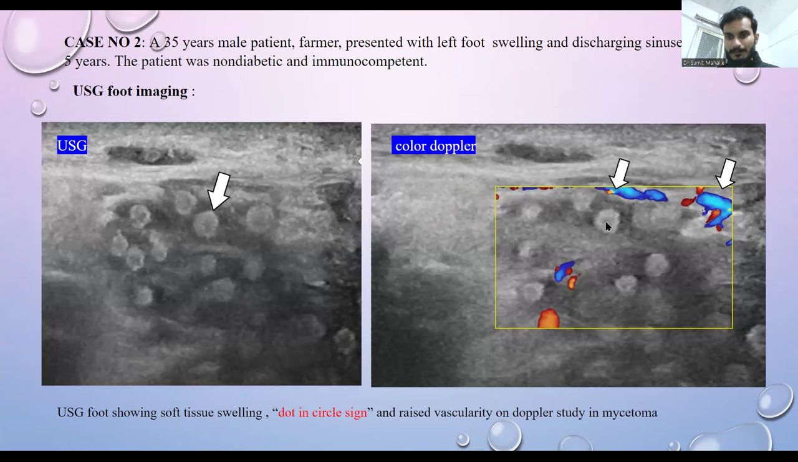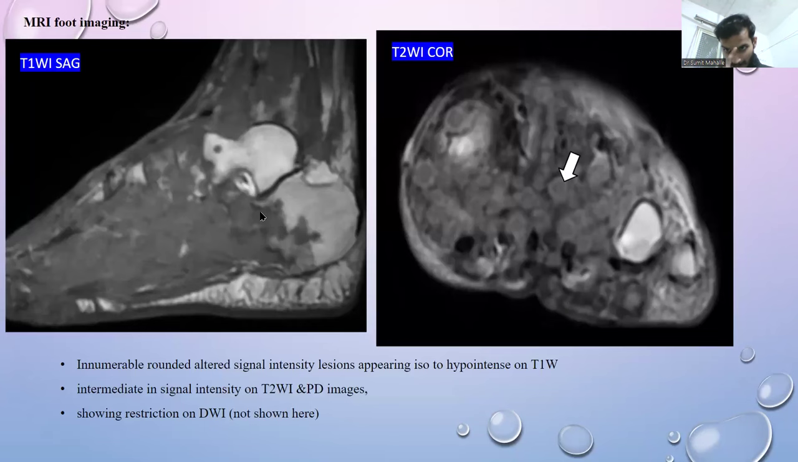Here you can see the raised vascularity and the lesions. So, MR imaging of the foot of this patient, you can see the innumerable round signal intensity lesions appearing iso to hypointense on T1 weighted imaging, intermediate in signal intensity on the T2 weighted and PD imaging, and showing restriction on the DWI.